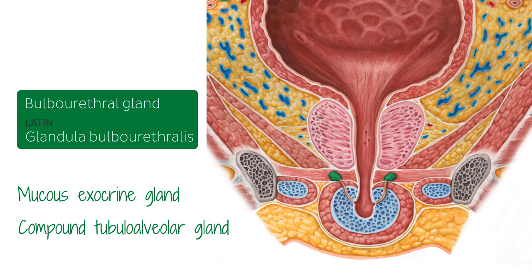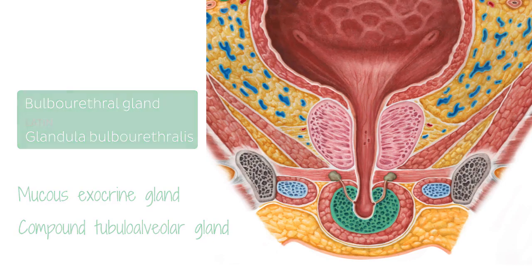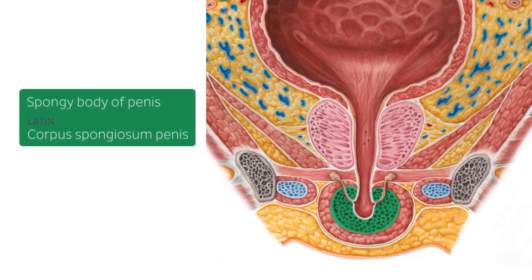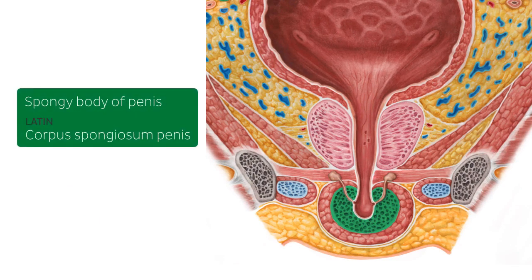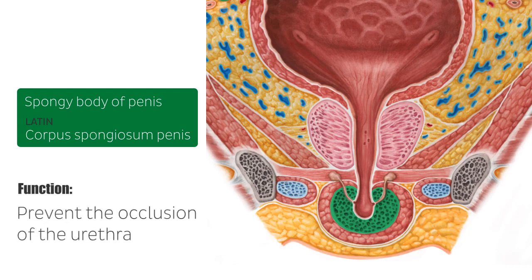The next structure we can highlight here is the spongy body of the penis. Known also as the corpus spongiosum, or the spongy part of the penis, this is a cavernous body of spongy tissue that surrounds the male urethra. This structure functions to prevent the urethra from being pinched and occluded during erection, thereby allowing it to be a channel for ejaculatory fluid when ejaculation occurs as a result of the male orgasm.